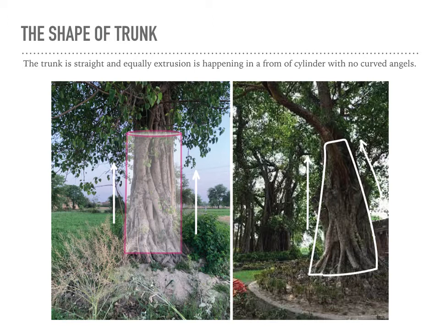The shape of my people tree trunk is very cylindrical. It's very straight. There are no curves or angles like the one on the right hand side. It seems like the trunk is coming out as an extrusion from a circular ring, which is really giving it the depth and the height.